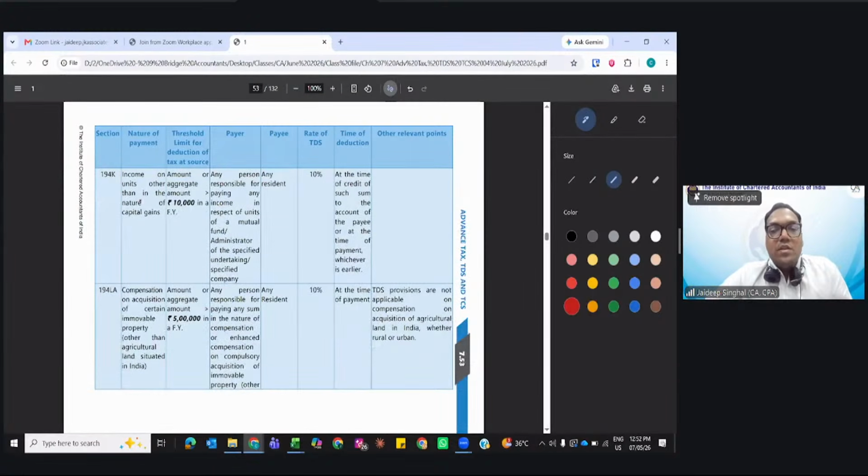194K, income on mutual fund units. If you have purchased mutual fund units, you are having dividend income on it. If you are having dividend income on the mutual fund units, then if it is greater than 10,000 in the financial year, 10% TDS. Greater than 10,000, 10% TDS.